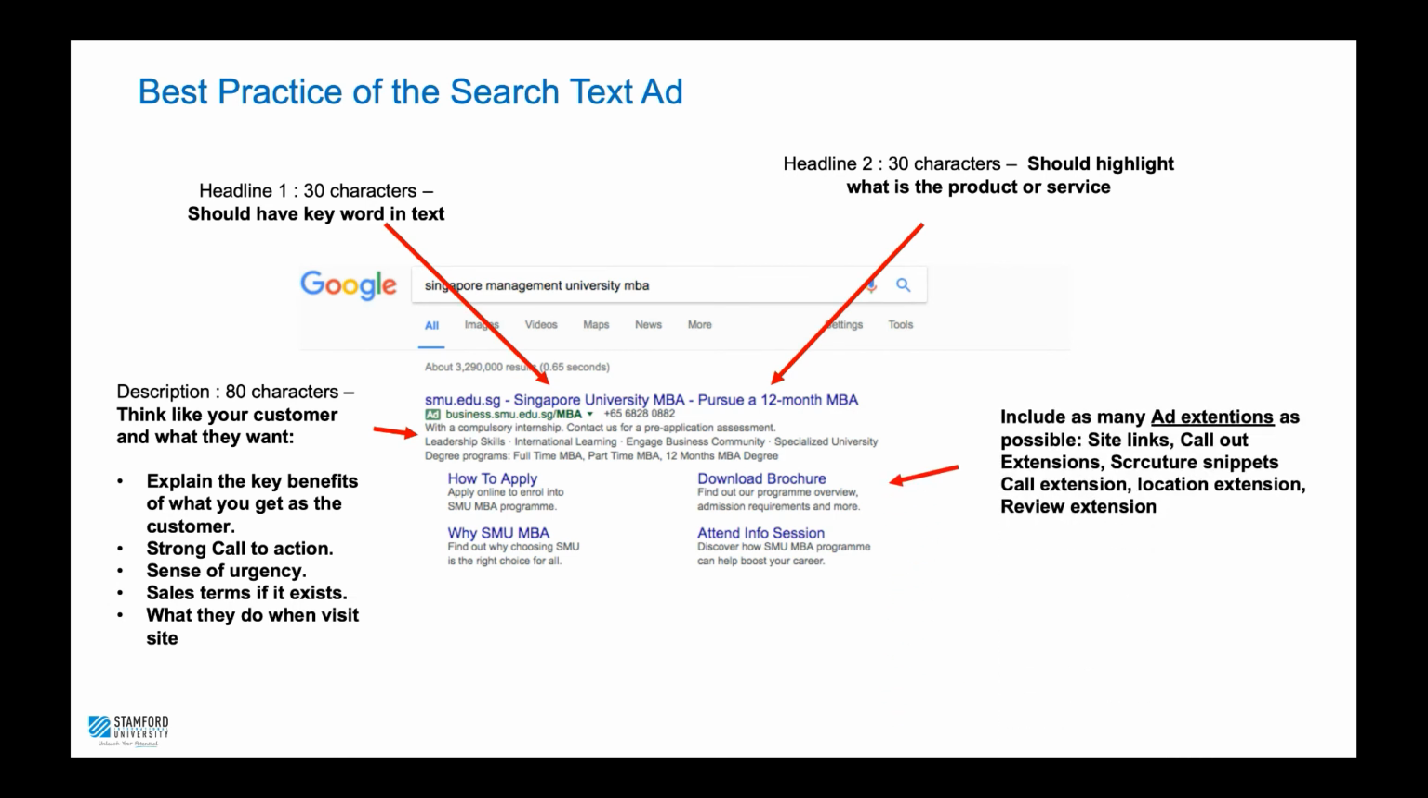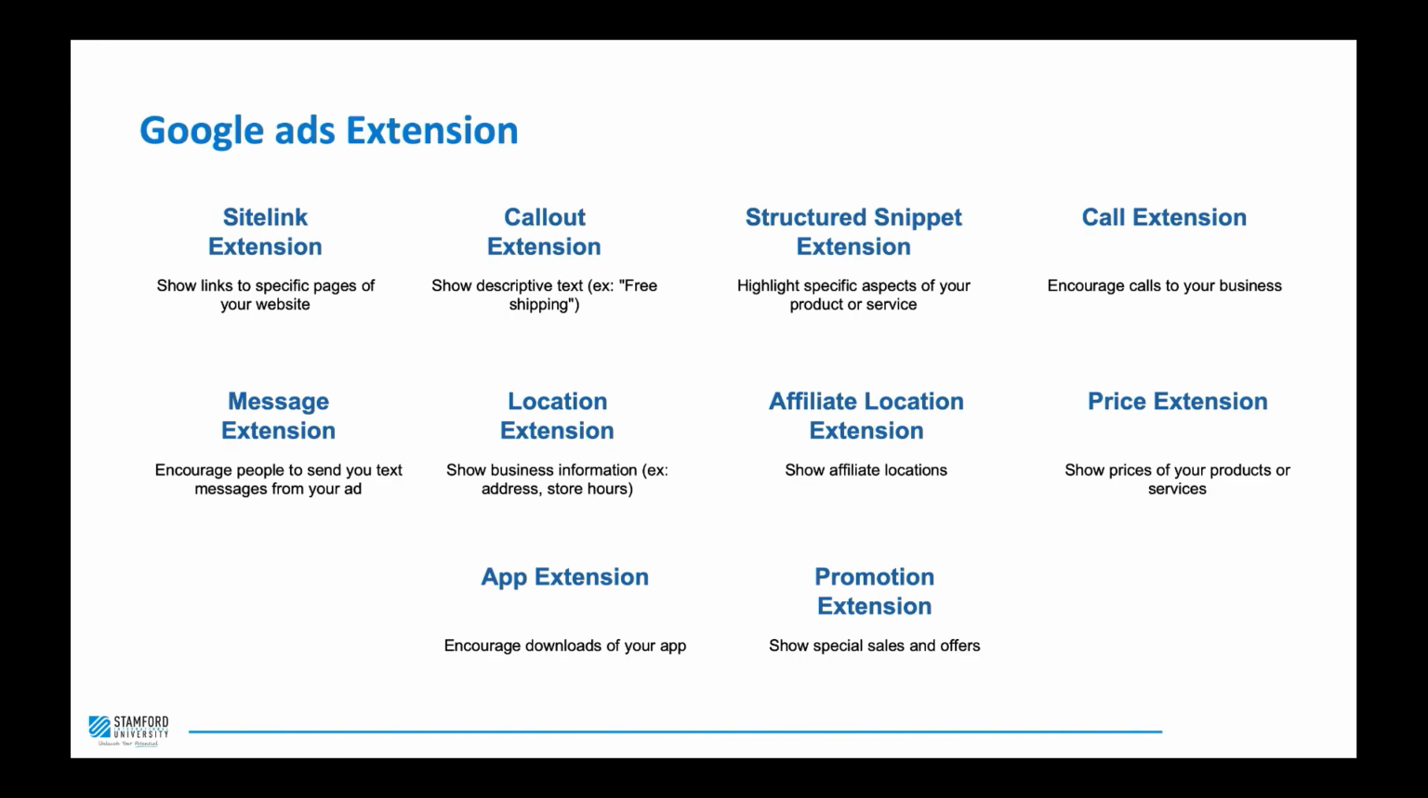Now you have all of this space down below. These are known as ad extensions. So what you should do is add as many ad extensions as possible. And I'll show you on the next slide examples of those. But site links, call out extensions, structured snippets, and so on. All right, and let's review those on the next slide.